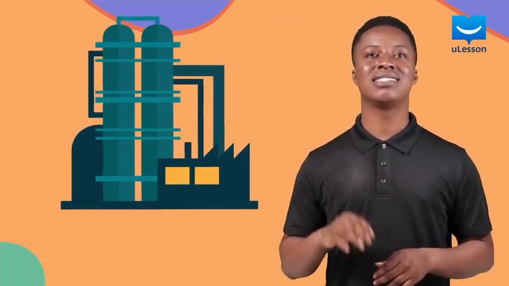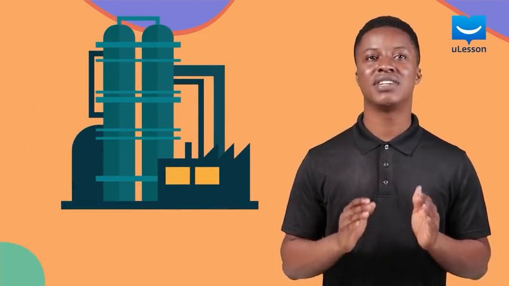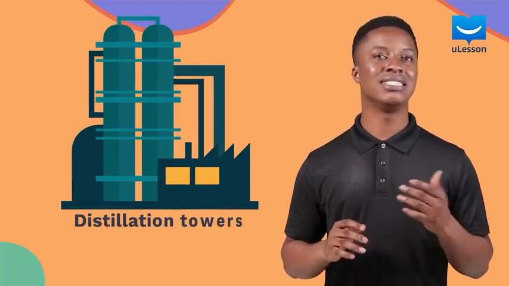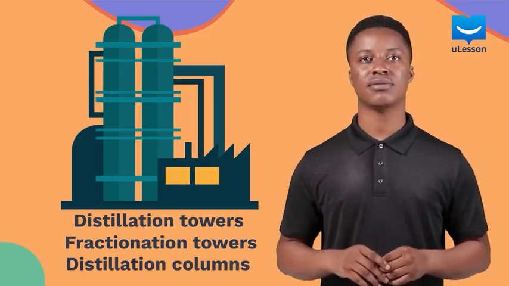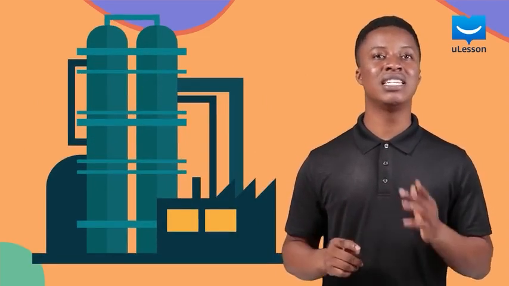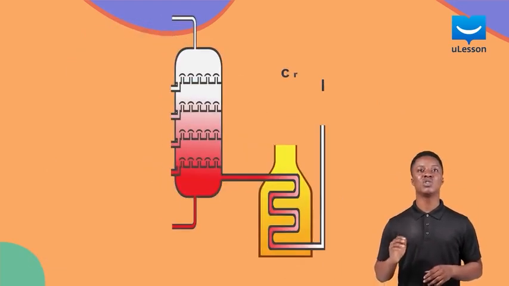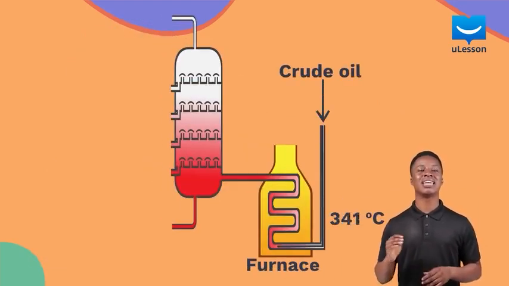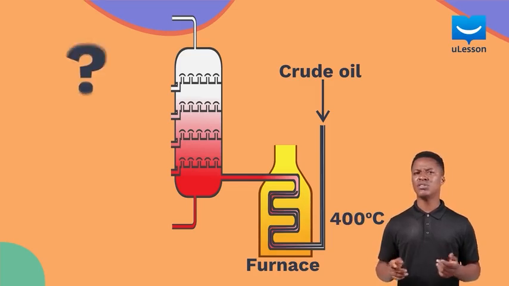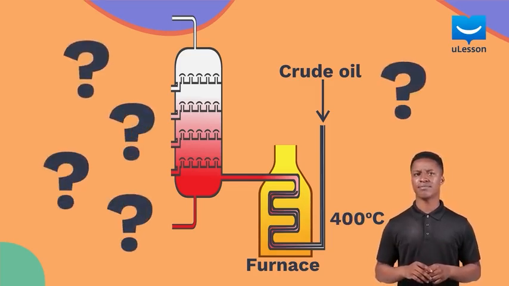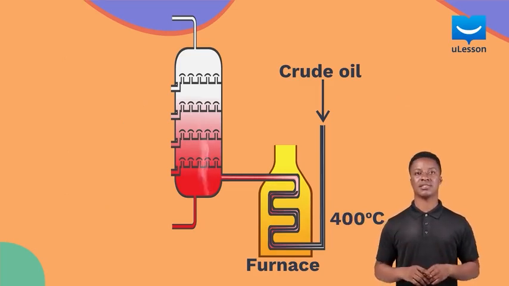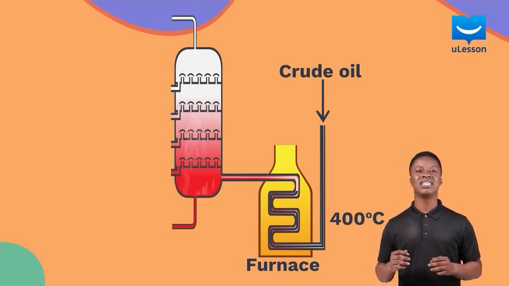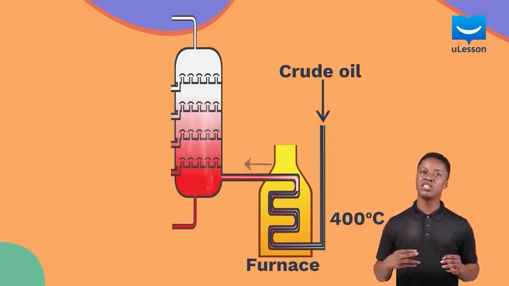The distillation process is typically carried out in a large vertical cylindrical column known as a distillation or fractionation tower, or distillation column. Before the crude oil is transferred into the tower, it is preheated to about 400 degrees Celsius in an electric furnace. What do you think would happen to the crude oil in the furnace? There is no doubt that some part of the oil would vaporize. The mixture of the hot vapor produced and the remaining liquid is then transferred through pipes into the fractionation tower.